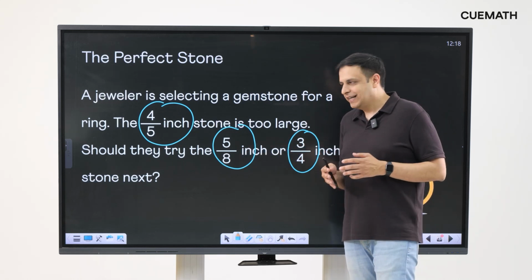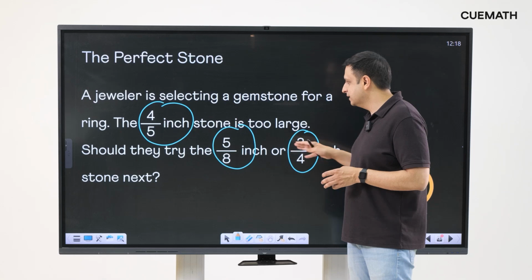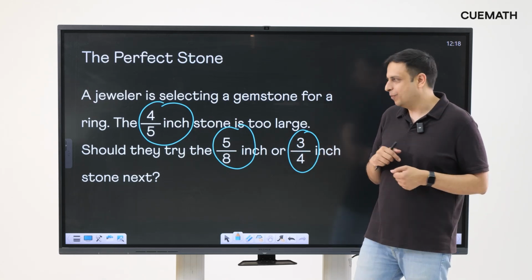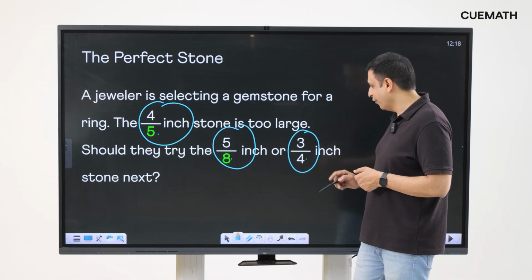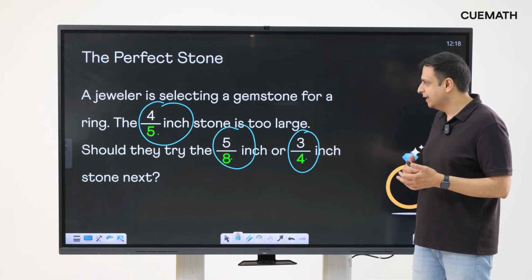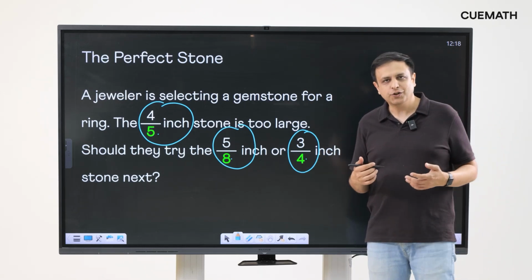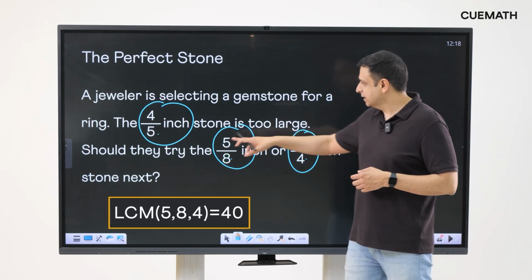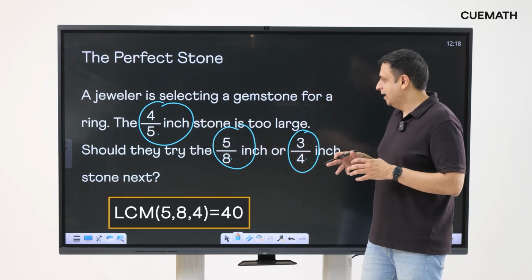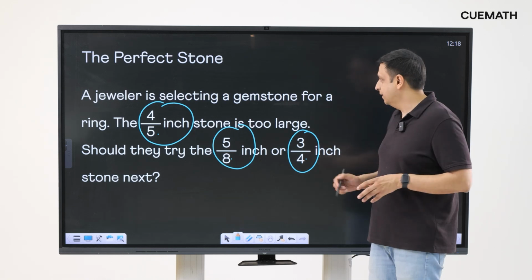So let's do one thing. Let's convert all of these fractions into equivalent fractions with the same denominator. So the denominators here are 5, 8 and 4. And if you find the lowest common multiple of these three numbers, that will come out to be 40. So let's convert each of these into equivalent fractions with the denominator 40.